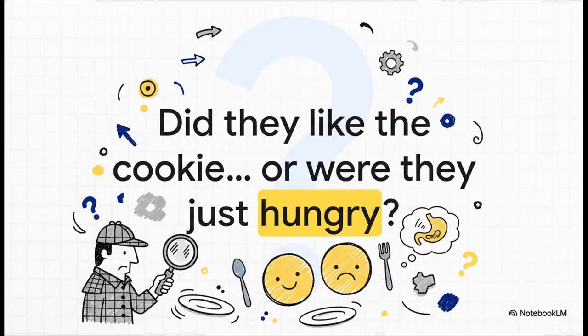So, picture this, a simple taste test. People who try a new chocolate chip cookie absolutely love it. The folks who try a raisin cookie, not so much. The conclusion seems pretty obvious, right? Chocolate chip wins. But what if I told you there's a hidden clue in this experiment? A secret ingredient that could change everything we think we know?